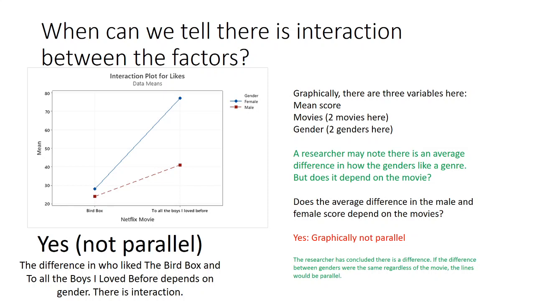So graphically, there are three variables here. There's the mean score, that's on the y-axis. There's the movies, and that's on the x-axis. And then there's gender, which is either the color, the dotted line, or the red line. So a researcher may know there is an average difference in how the genders like a particular genre, but does it depend on the movie? Does the average difference in the male and female score depend on the movies? For these two particular movies, yes, it graphically does.